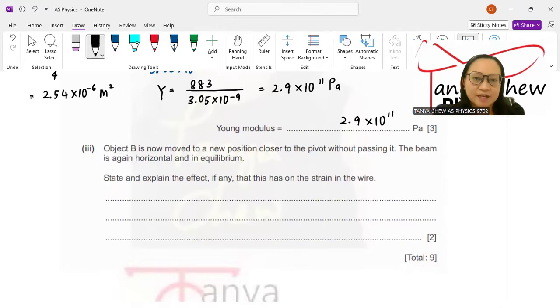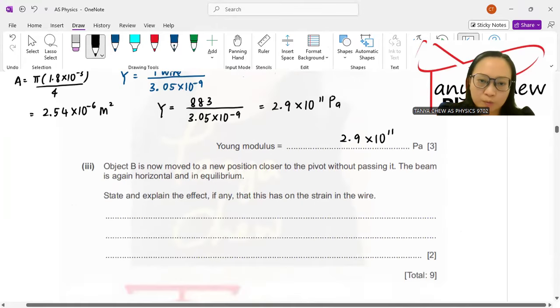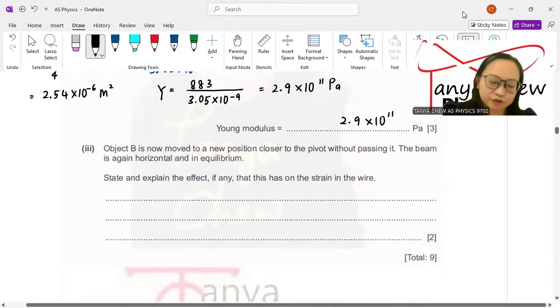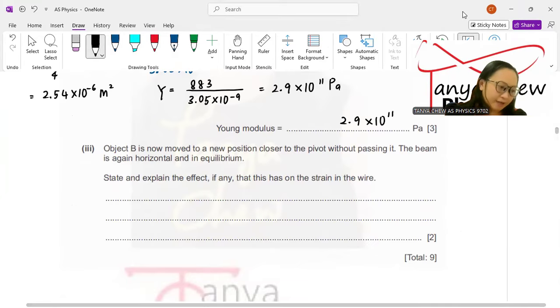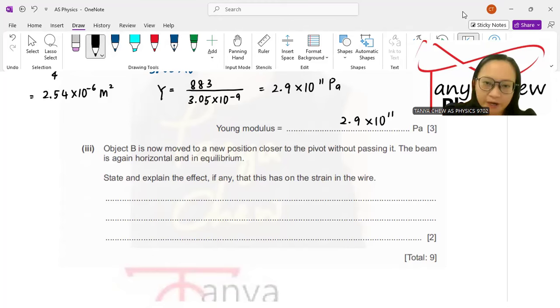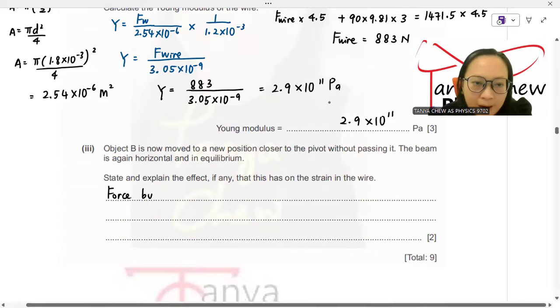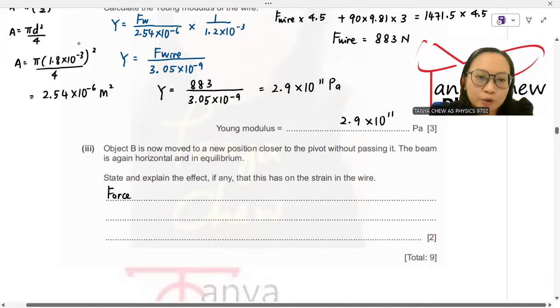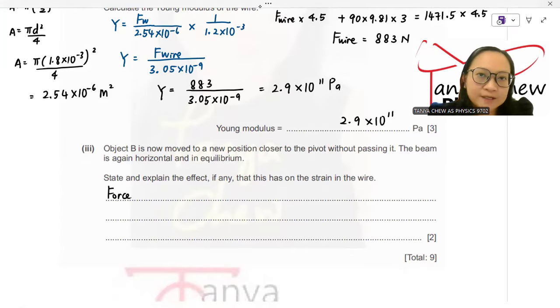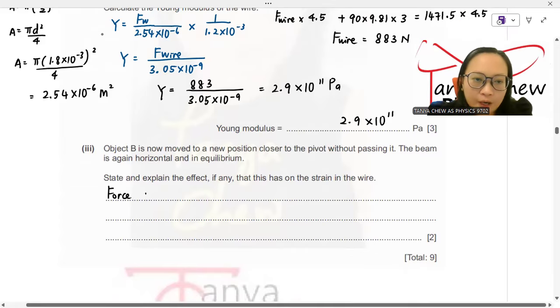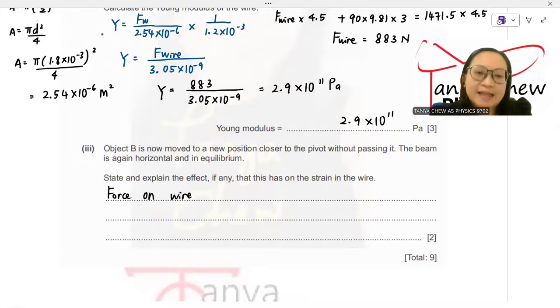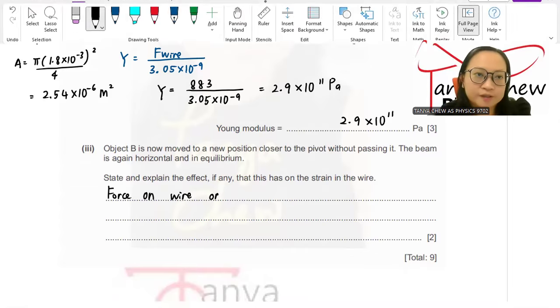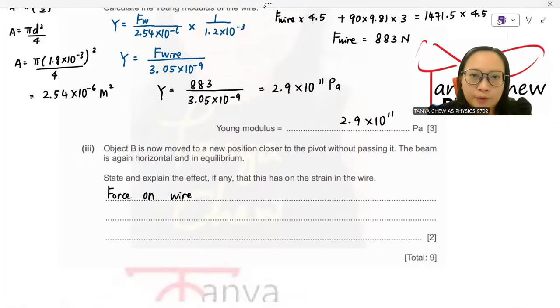So I would say that since we have to still apply the principle of moment, since the beam is again horizontal and in equilibrium, that is why, okay, what happened to the strain of the wire? I want you to see this. I would say that the force on wire must be increasing, because to produce a larger anti-clockwise moment, since the anti-clockwise moment produced by B is lesser, the force on wire increases. So let me write it down. It increases.